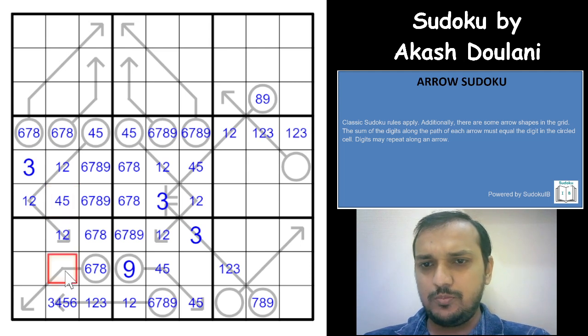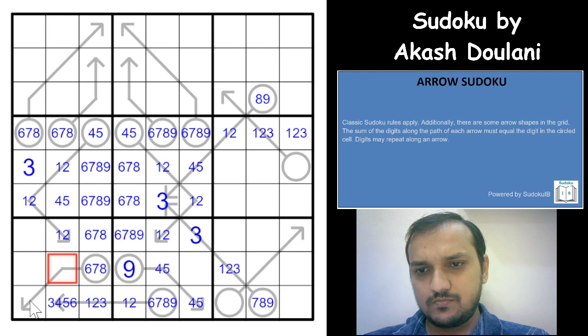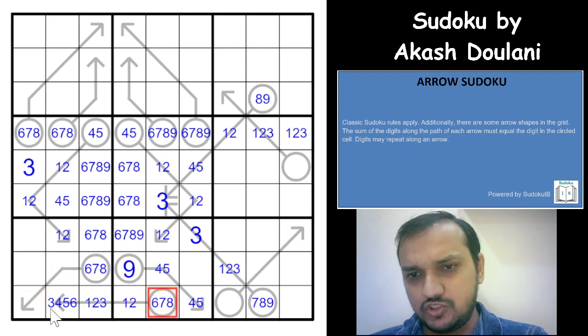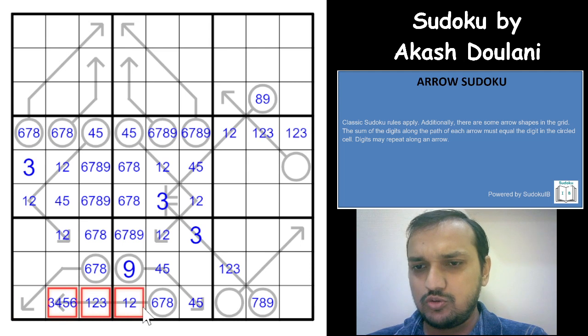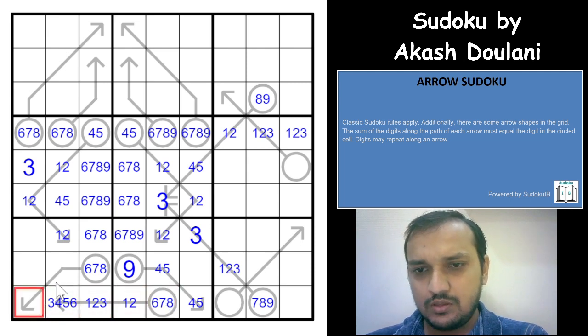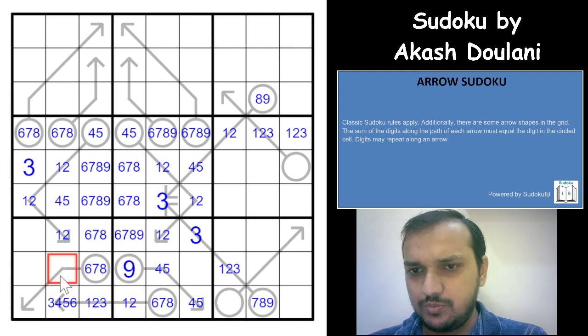So 1 2 cannot be here. Oh, this is not a 9, so 1 cannot be here, 1 cannot be here. Both of these cells cannot be 1. So if this is 1, these 3 cells would have to be 2 3 4, and that sums to 9. So 1 cannot be in any of those 2 cells. 2 cannot be here.